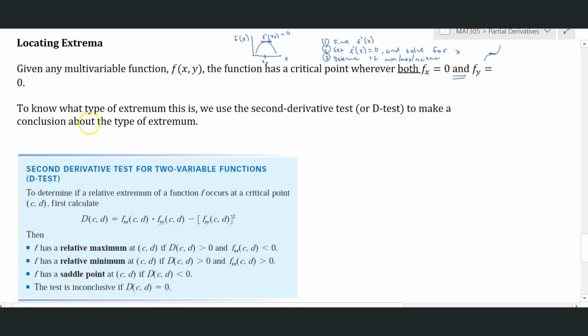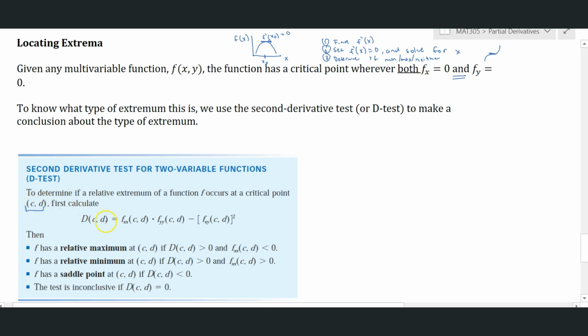So to know what type of extremum it is, we use the second derivative test. It's sometimes called the d-test, to make a conclusion about the type of extremum that we've just located. So is it a relative max, relative min, or is this thing called a saddle point? Now this may look kind of daunting at first, but let's unpack it. To determine if a relative extremum of a function f occurs at a critical point, let's say we've found a critical point, and if we have multiple critical points, then we have to do this for each critical point separately. So let's just say we have one located at the point c comma d.